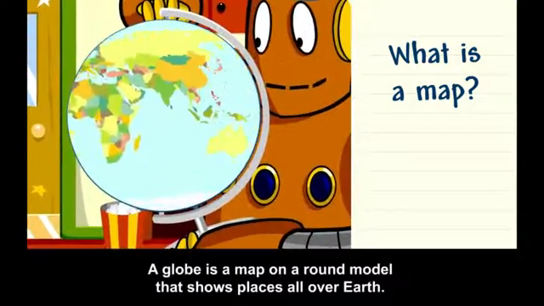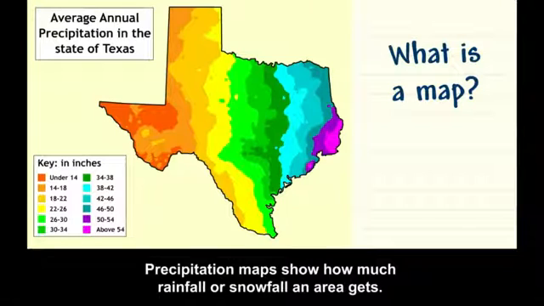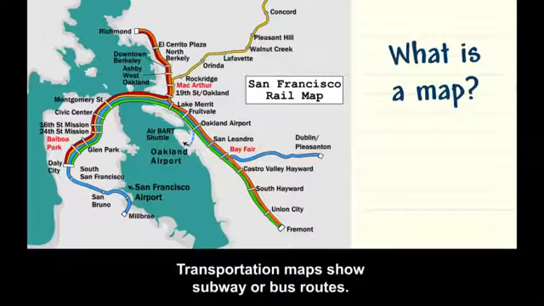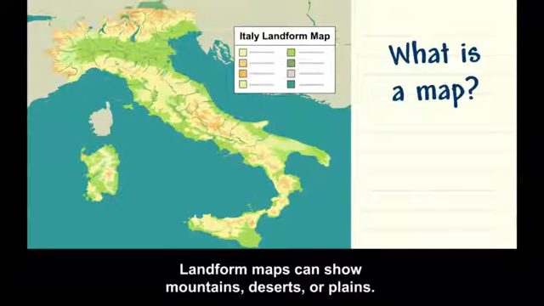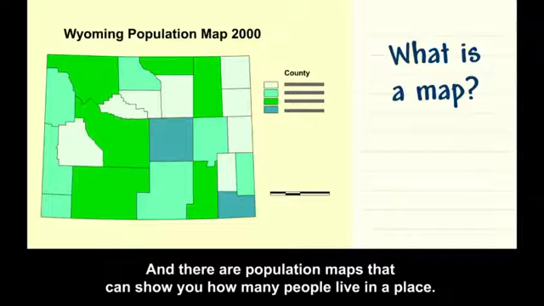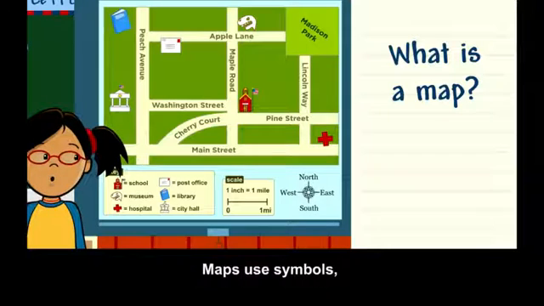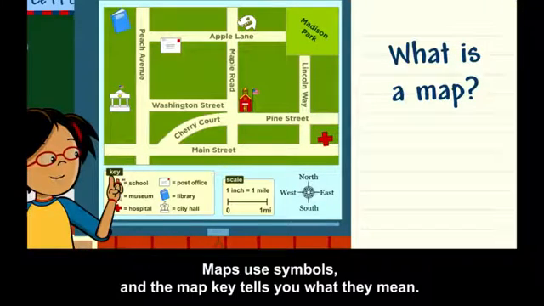A globe is a map on a round model that shows places all over Earth. Precipitation maps show how much rainfall or snowfall an area gets. Transportation maps show subway or bus routes. Landform maps can show mountains, deserts, or plains. Natural resource maps show resources like coal, oil, or minerals. And there are population maps that can show you how many people live in a place. Maps can help you find your way around, too. Maps use symbols, and the map key tells you what they mean.